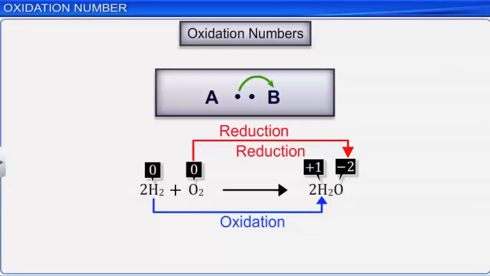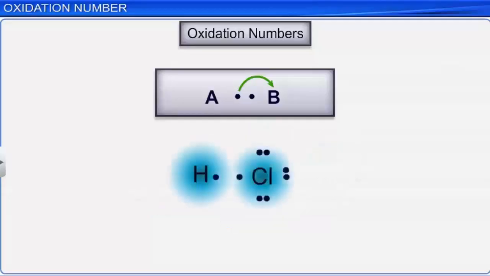Note that the electrons in a covalent bond don't really get transferred. It is only a hypothetical assumption made for the purpose of understanding redox equations. Oxidation number is defined as the charge or the apparent charge that an atom in a compound or ion would have, if all the electrons in its bonds belonged entirely to the more electronegative atom.